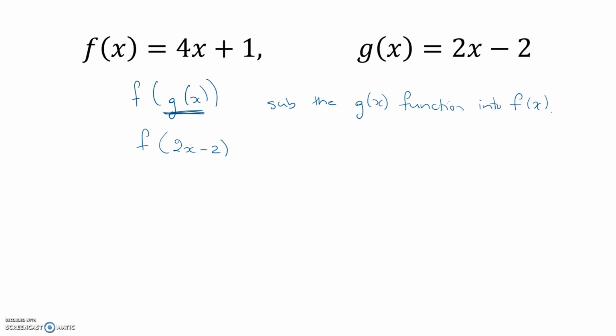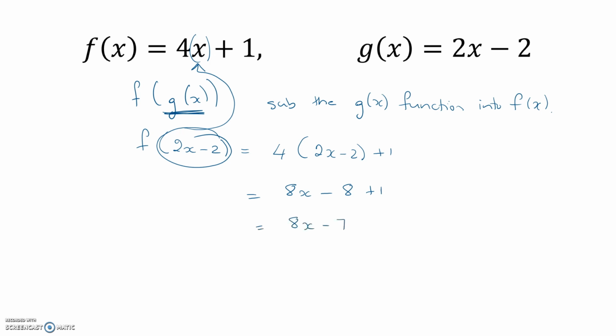Now the rule for f says substitute this for this. So it says 4 times 2x minus 2 plus 1. Anything after this is just algebra. So we can do the algebra now. That's 4 times 2, that's 8x minus 8 plus 1, which is equal to 8x minus 7. So fill it in here. f of g of x is equal to 8x minus 7.